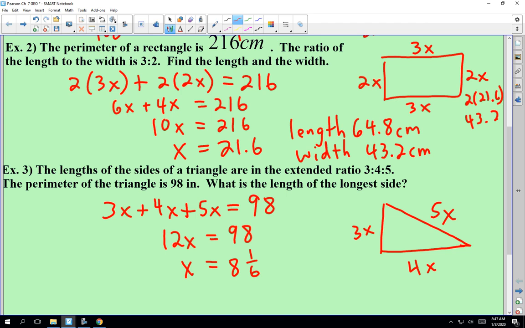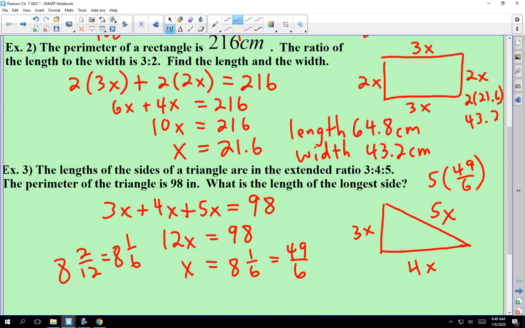But it says, what is the length of the longest side? If we want to be exact, we need to leave it as 8 and 1/6. Okay. The way I got 8 and 1/6 is that 12 goes into 98 8 times with 2 left over, 2 12ths. So 8 and 2 12ths, which equals 8 1/6. So we're going to take 8 and 1/6, or let's think of it this way, 49/6. And we're going to multiply 49/6 times 5 to get my longest side.